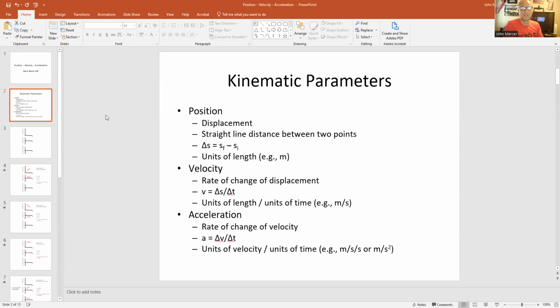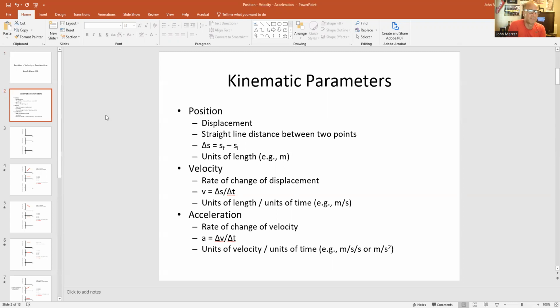Right, so you should know right now position, velocity, and acceleration definitions, equations, and units. So position, we'll use displacement going forward because we want this to be a vector at this stage. It's the straight line distance between 2 points. In this presentation, I'm using delta S, final position minus initial position. And the units of displacement are any units of length. It's a vector, has magnitude and direction associated with it.